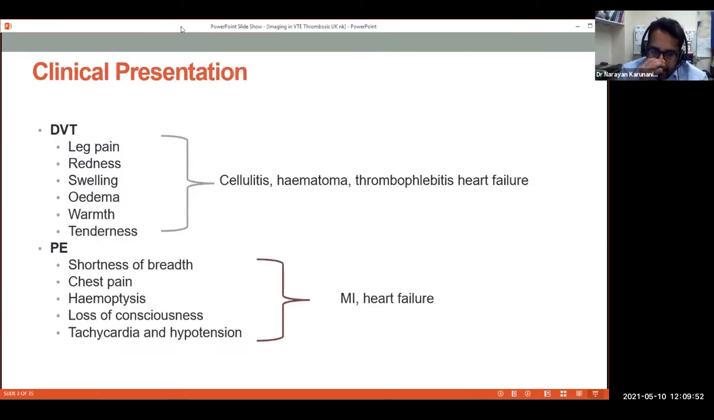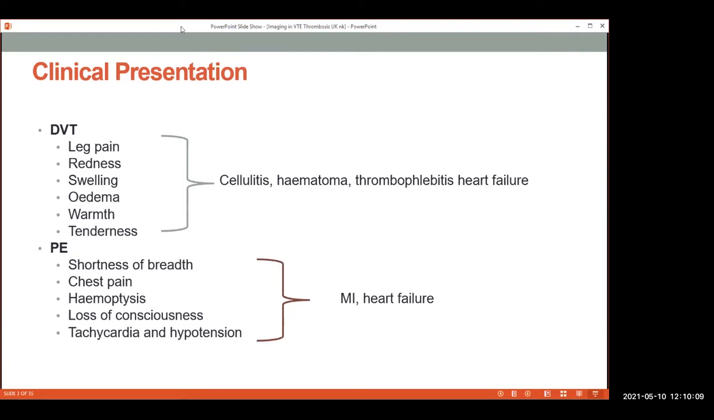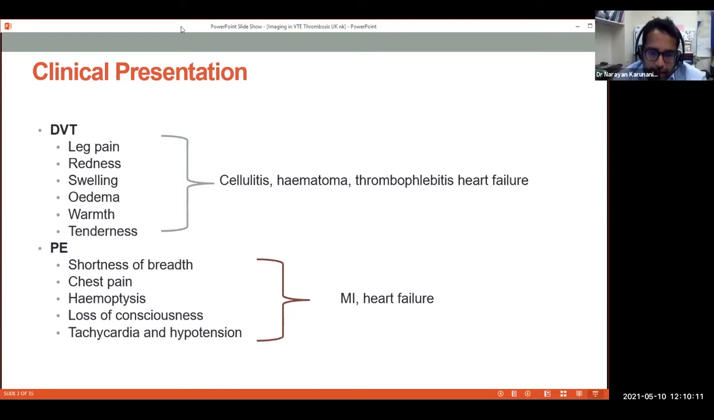And really, the first thing to say is that when we develop a deep vein thrombosis, and that can present in a number of clinical ways, either with leg pain, redness, swelling, edema, warmth, and tenderness. But the difficulty lies in that a number of other conditions can present with very similar symptoms. So a cellulitis or a hematoma because of a muscle sprain or a tear, or thrombophlebitis or even heart failure can present in very similar ways with regards legs.